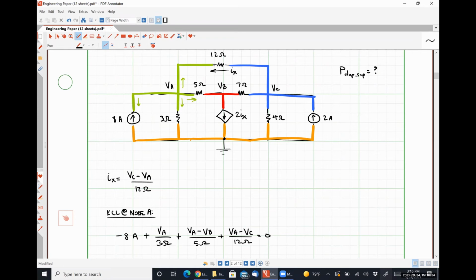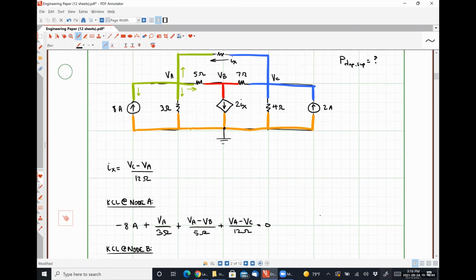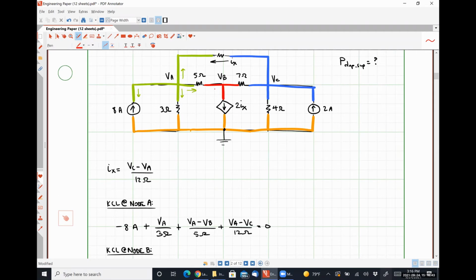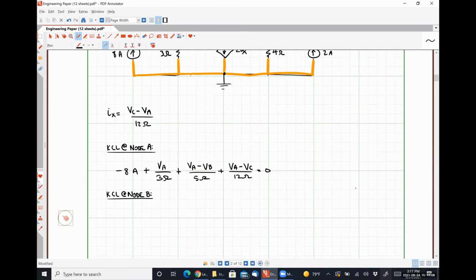So let's move along to node B. I have a current flowing to the left through the 5 ohm resistor, a current flowing down through a dependent current source, and a current flowing to the right through the 7 ohm resistor. Alan, I believe. What is the current flowing to the left through the 5 ohm resistor? VB minus VA over 5. Thank you. Absolutely correct.